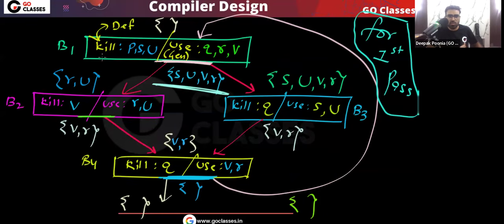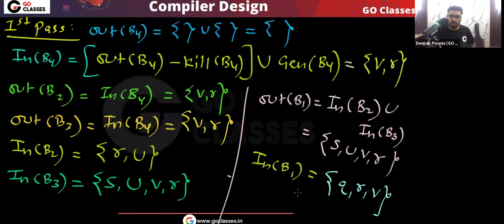From this SUVR, first you kill PSU. So this will be killed. Now VR union QRV, so that will be simply QRV. So finally, remember here we will get QRV. That's it. This is the result of the first pass. So far we have only done the first pass. The first pass is over, because for each basic block we have found in and out.